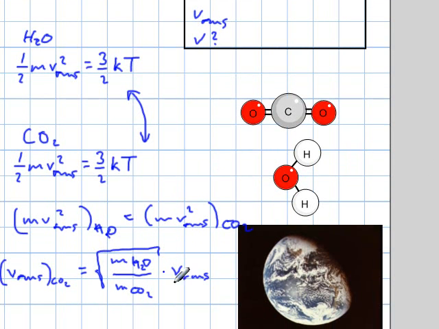And then when I plug these in, all I actually need to do is take the 18 that I mentioned earlier, divide by the 44, take the square root, and multiply by the, what was that, 648 meters per second, and I come up with the RMS speed for CO2, which will be less because that fraction here is less than 1, and that makes sense.